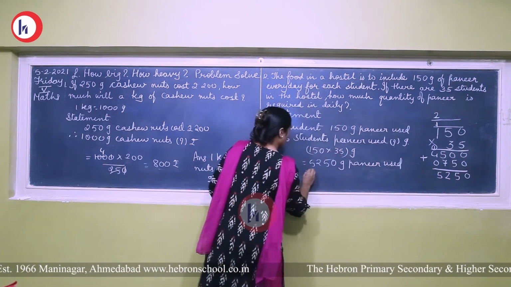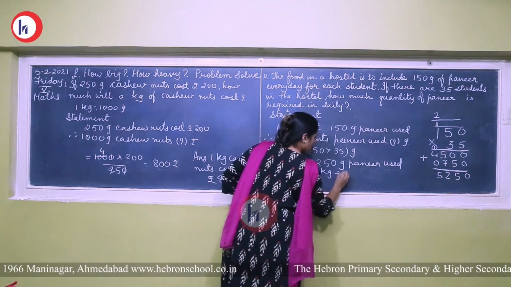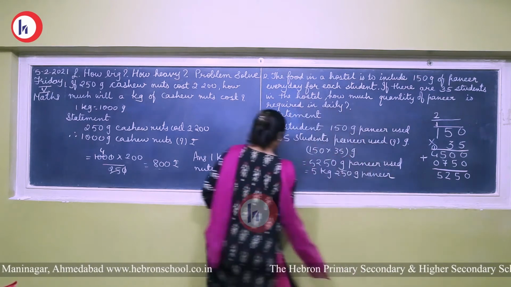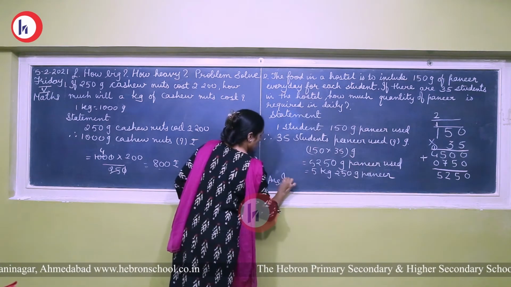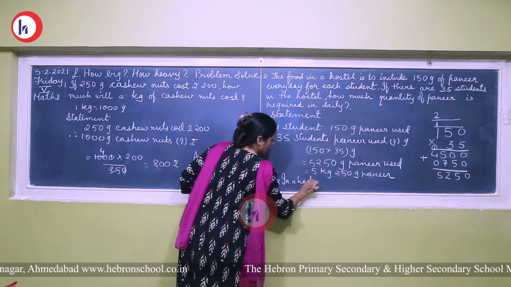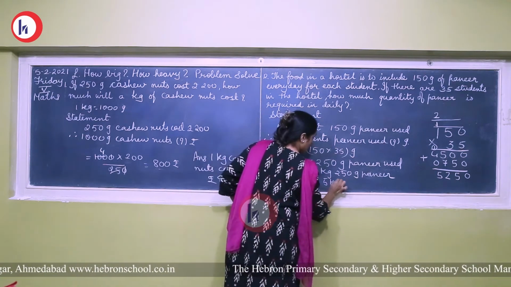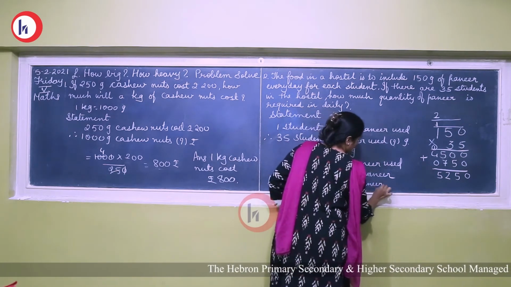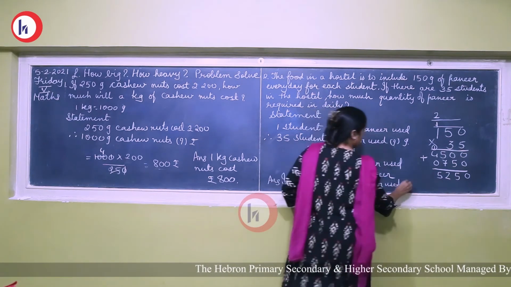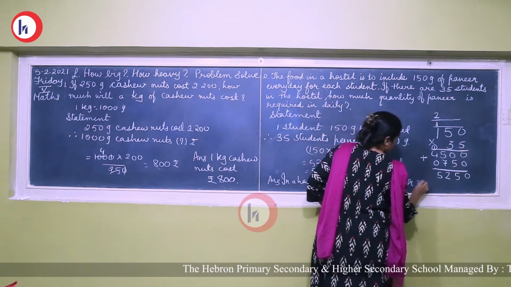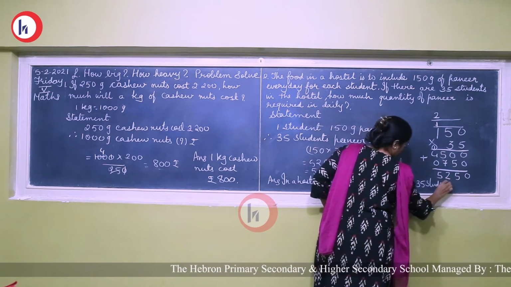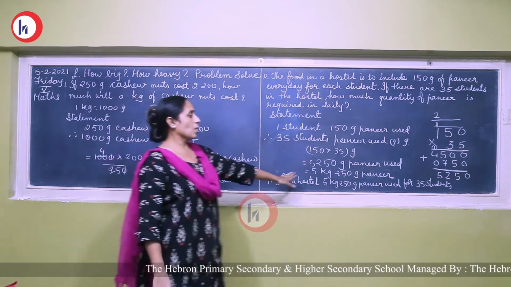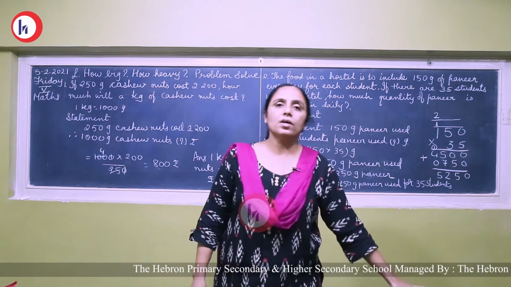That means 5 kilogram 250 gram paneer. Answer: in a hostel, 5 kilogram 250 gram paneer used for 35 students. So for one student 150 gram, and for 35 students total 5 kilogram 250 gram paneer used.